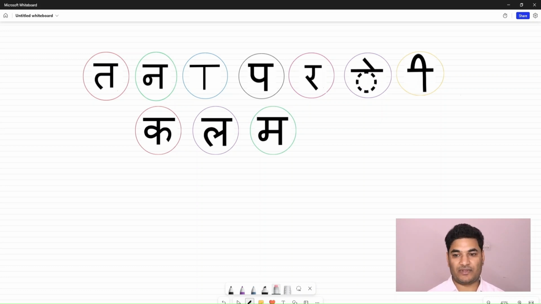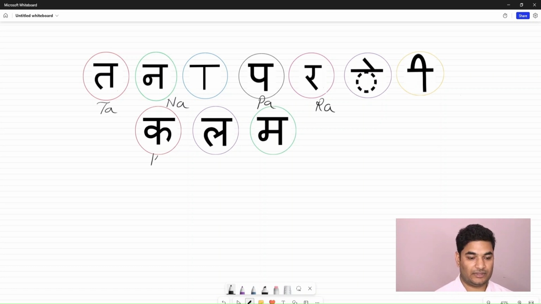Let's revise what we have on the whiteboard, the letters. Then we'll start with today's revision. T, N, P, R, K, L, and then M. These are the consonants. Then vowels are A, A, and then E. Name of the peak E sound that we have in peak.